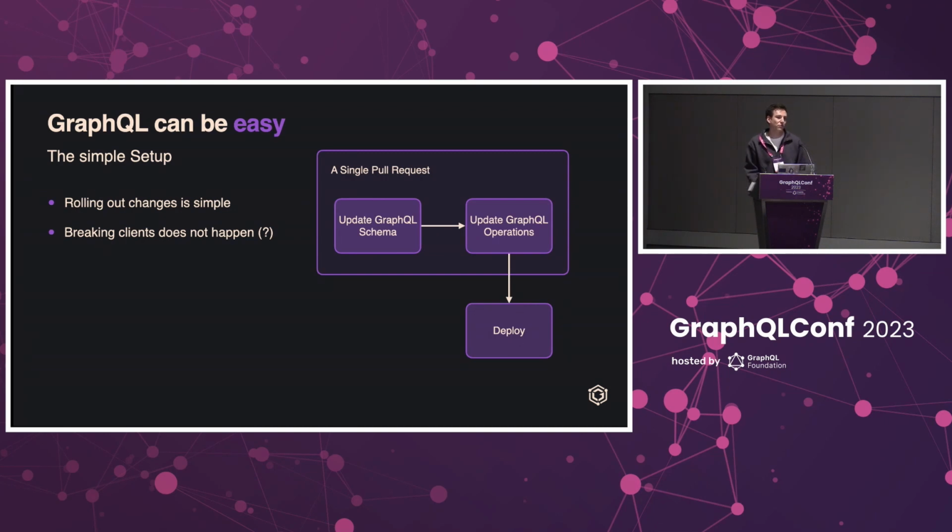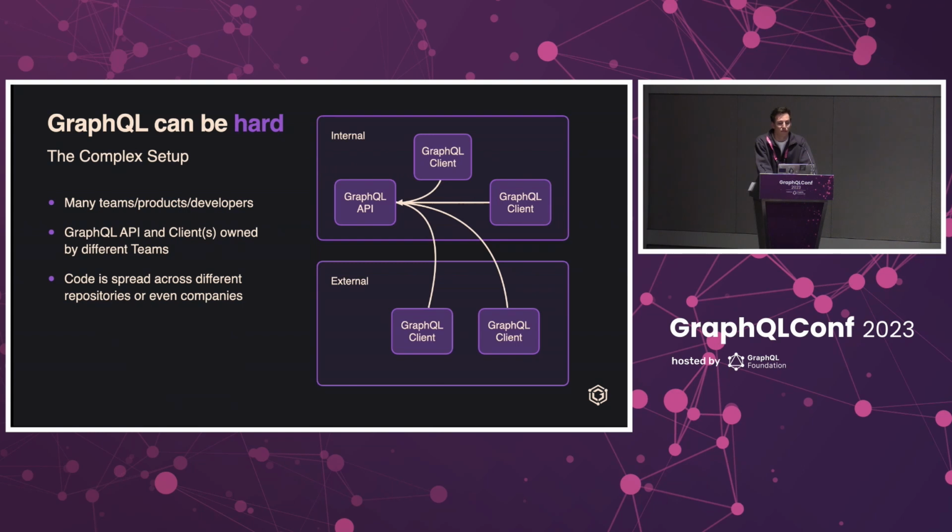If we're talking about Git or GitHub, this is often done in a single pull request. We update our GraphQL schema, then we update our GraphQL operations, and then we deploy to production. And then usually nothing will break, hopefully. But there's also more complex setups. So at some point, we don't have one client. We might have different clients, and they might not be in the same Git repository as our GraphQL server. They could be in a different repository owned by a different team within our organization, or they could even be external from a completely different company.